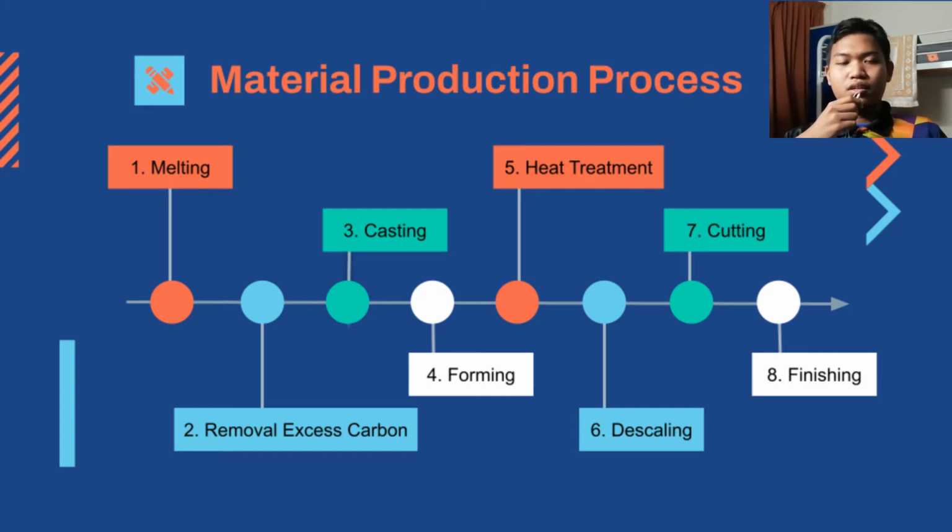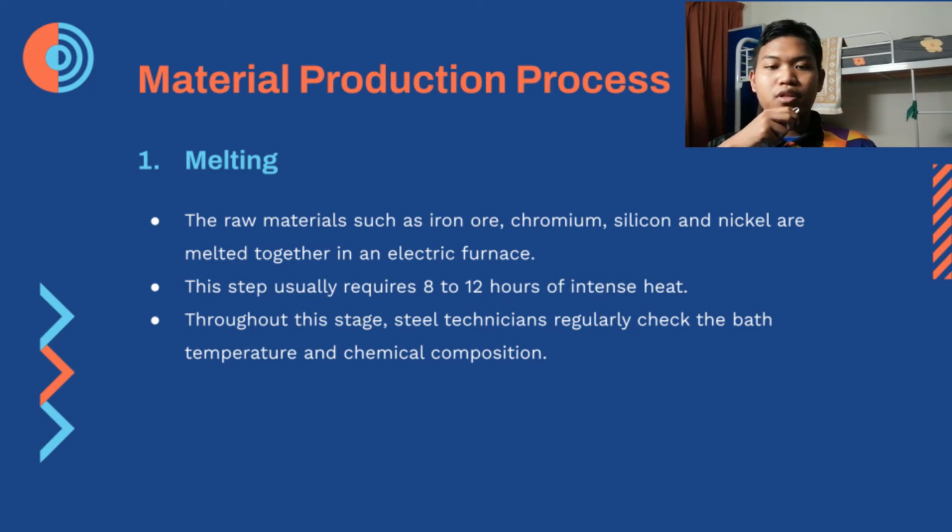So there are many metals that can be used for coin production, such as stainless steel, nickel brass, and copper nickel. In this presentation I will talk about the production process of stainless steel. The production of stainless steel begins with melting, then removal of excess carbon, casting, forming, heat treatment, descaling, cutting and finishing. The first process is melting.